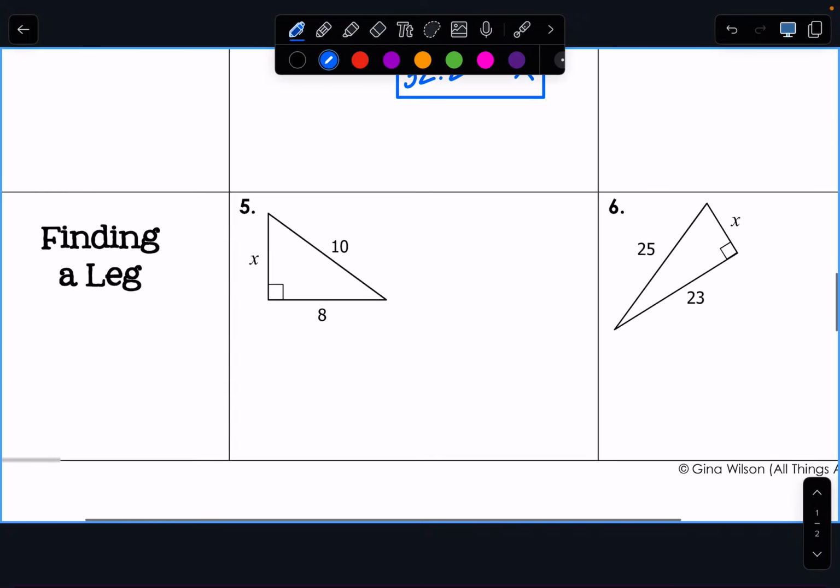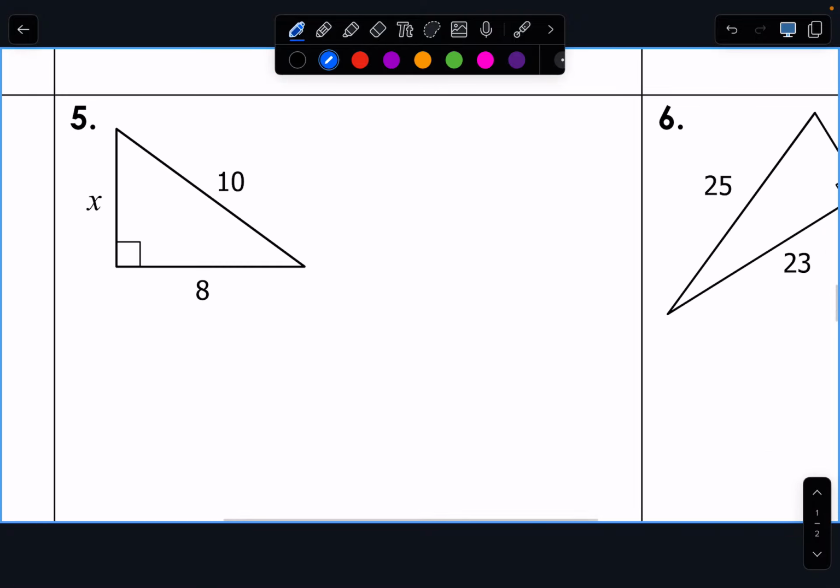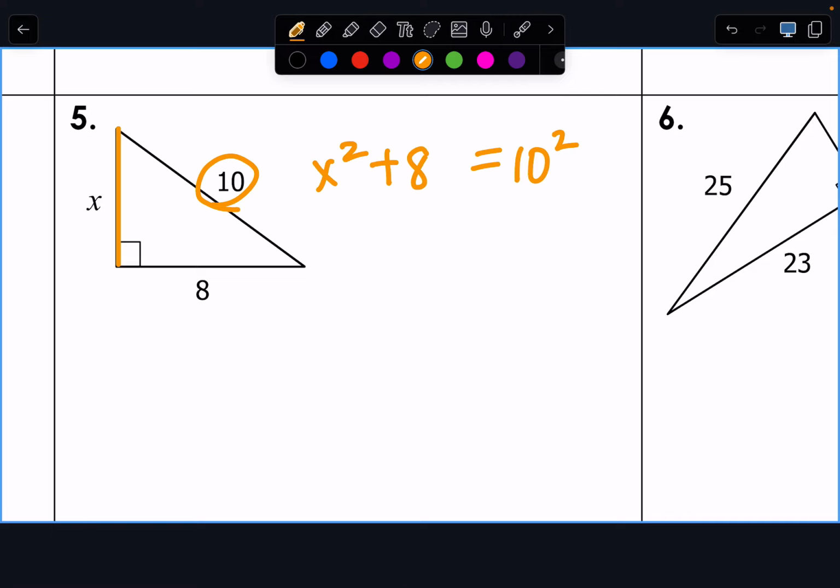All right, now let's look at number 5. Notice in number 5, x represents what kind of side? The leg. X is now the leg. So when we do a squared plus b squared equals c squared, we have to make sure that our hypotenuse is the number squared all by itself, okay? And x squared plus 8 squared is what goes over for the two sides squared, okay? Now, the process to solve this one is going to be slightly different because our two squared numbers that we know are not on the same side.